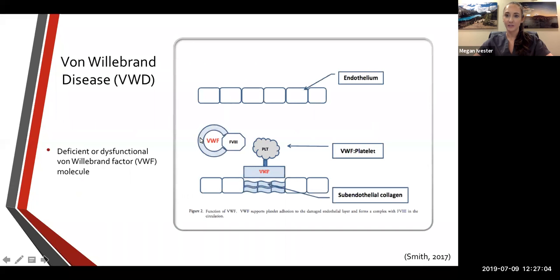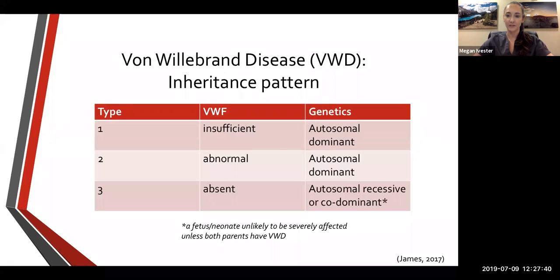So this picture basically shows the pathophysiology of it, that deficient or dysfunctional von Willebrand factor. You'll see the endothelium, and you see the von Willebrand factor with factor VIII and the platelet, and it helps with platelet adhesion and clotting. What happens in von Willebrand's is you get excessive prolonged bleeding because you're not able to clot as well. The von Willebrand factor can be dysfunctional in different ways, and that's where the genetics comes into play.